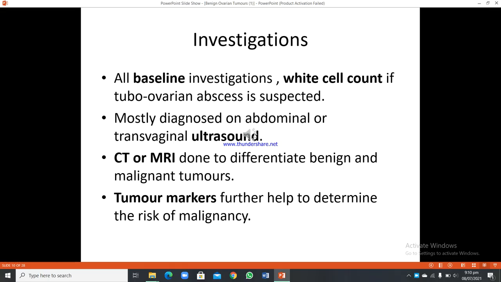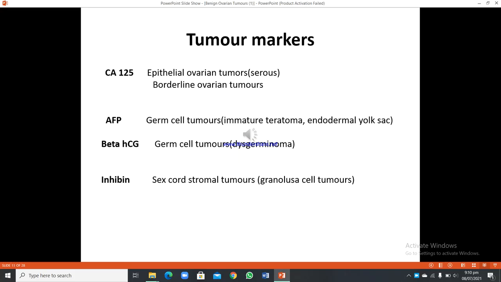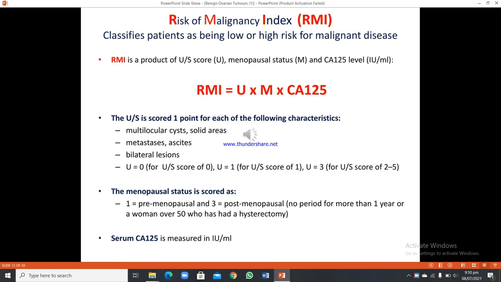Investigations. All the baseline investigations: white cell count if a tubo-ovarian abscess is suspected, and mostly diagnosed on abdominal or transvaginal ultrasound. CT or MRI is done to differentiate benign and malignant tumors. Tumor markers further help you determine the risk of malignancy. Tumor markers: CA125 for epithelial ovarian tumor and serous borderline ovarian tumor; alpha fetoprotein for germ cell tumors, immature teratoma, endodermal yolk sac; beta hCG for germ cell tumors, dysgerminoma; inhibin for sex cord stromal tumor and granulosa cell tumor.